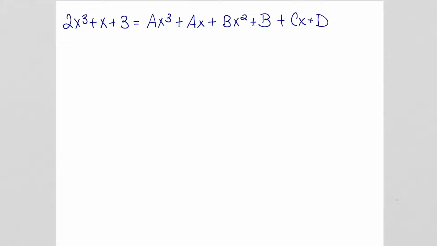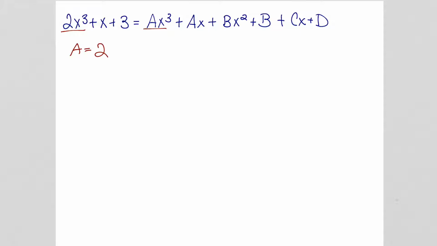Okay, same as before, except this time we're going to end up with 4 equations because of the fact that we have A, B, C, and D. Okay, so the first one is x cubed. So we need to focus on our x cubed. All we've got there is A equals 2.